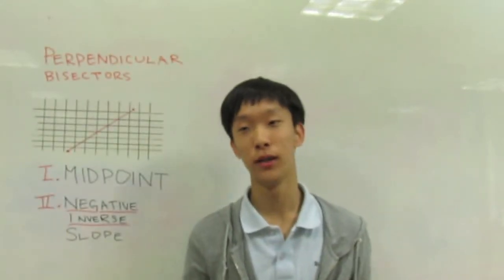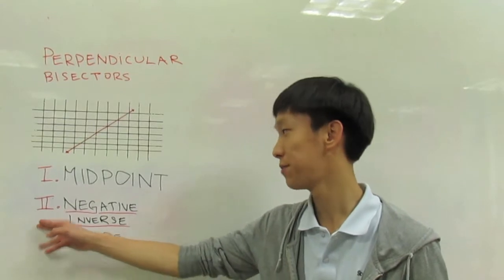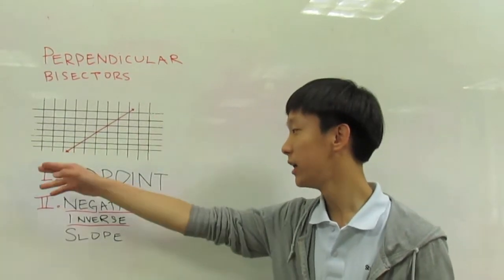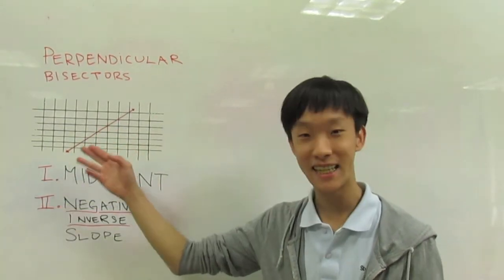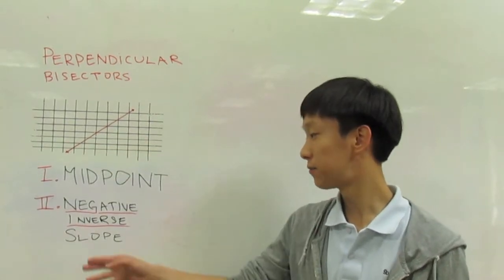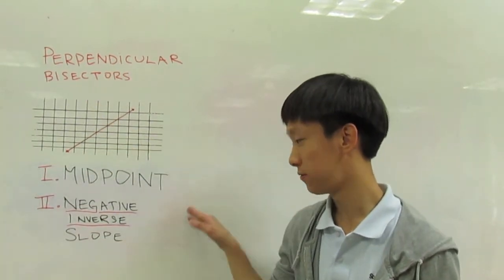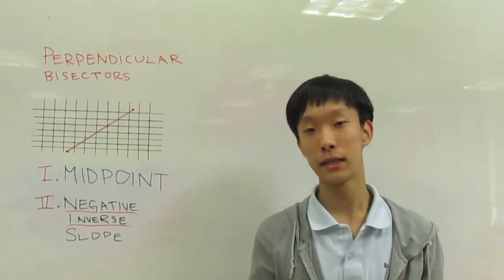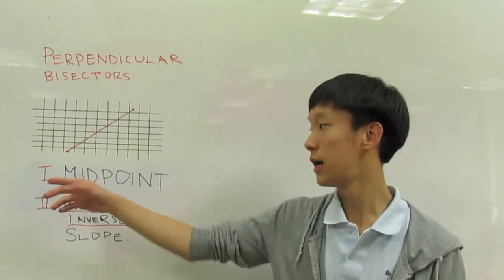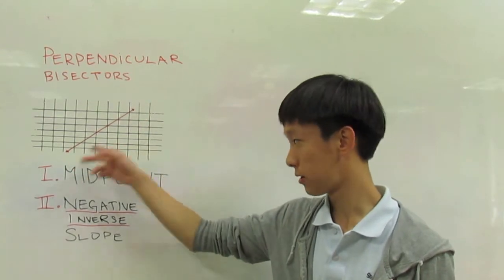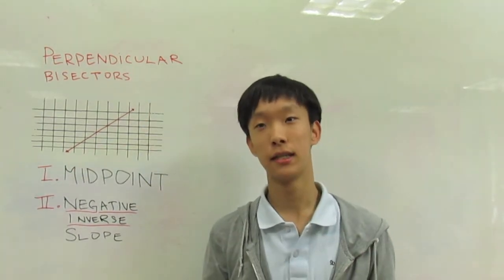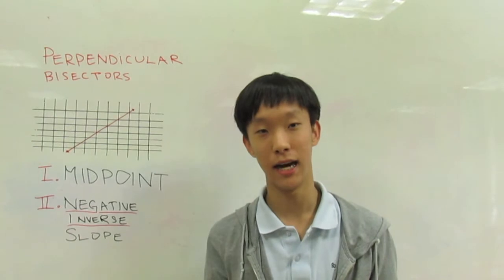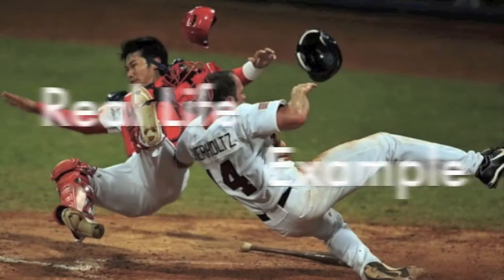It may be a bit hard, but you can just break it down into two steps. First, when you are given a line, you have to find the midpoint, which in this case is the origin. And then for the perpendicular line that you're supposed to form, the slope has to be the negative inverse. So in this case, when the slope is 3 for the original line, then the slope of the perpendicular line has to be negative 1/3.